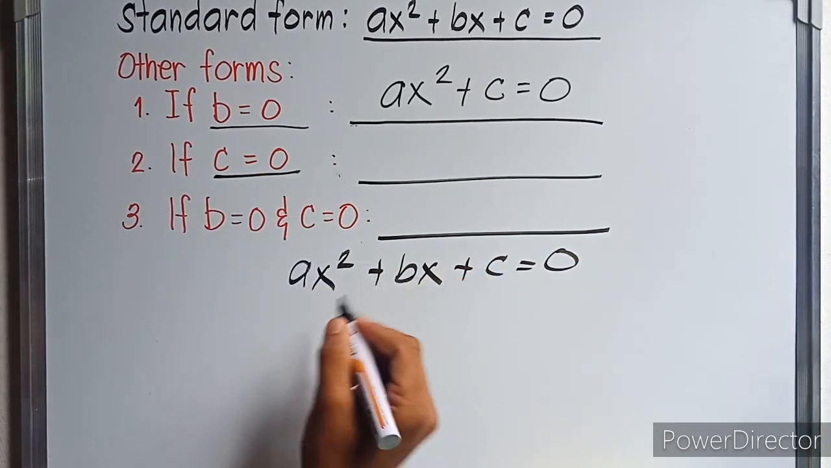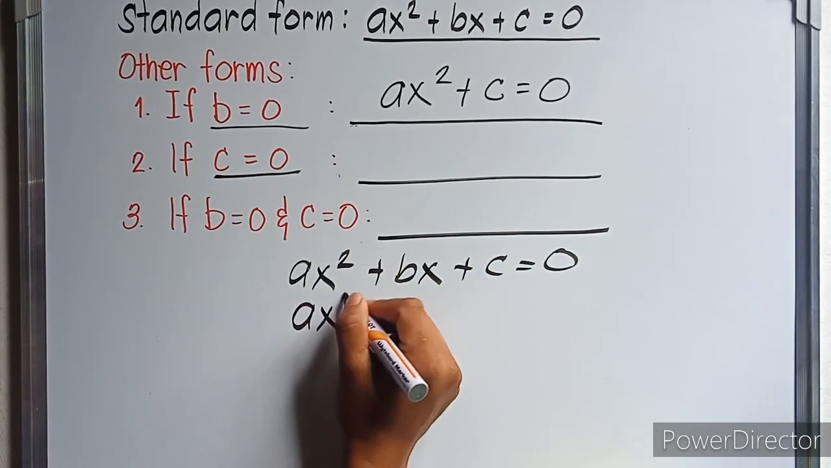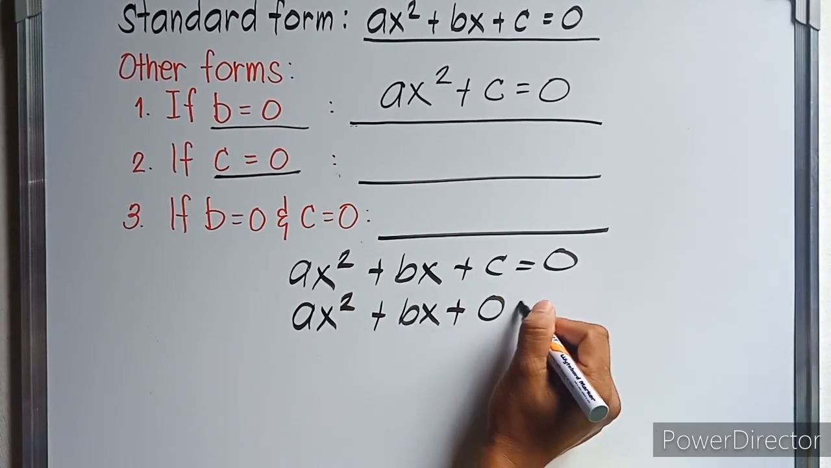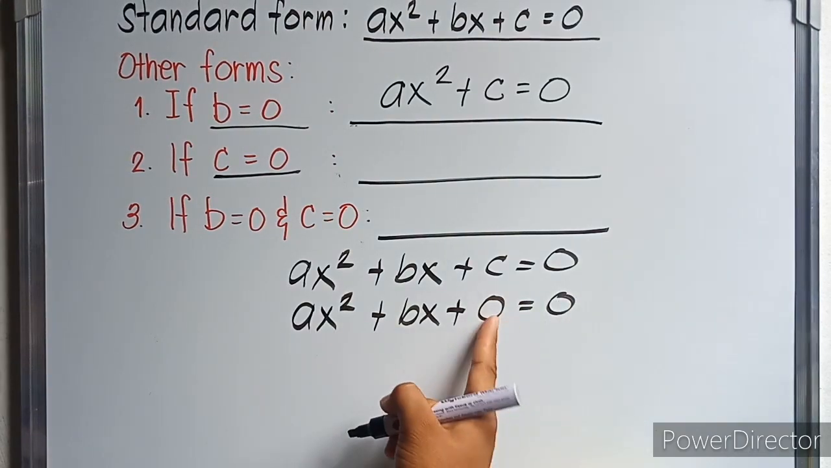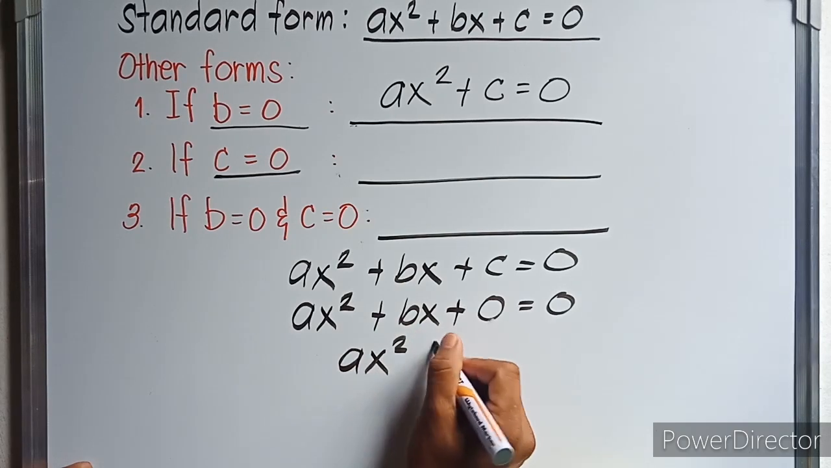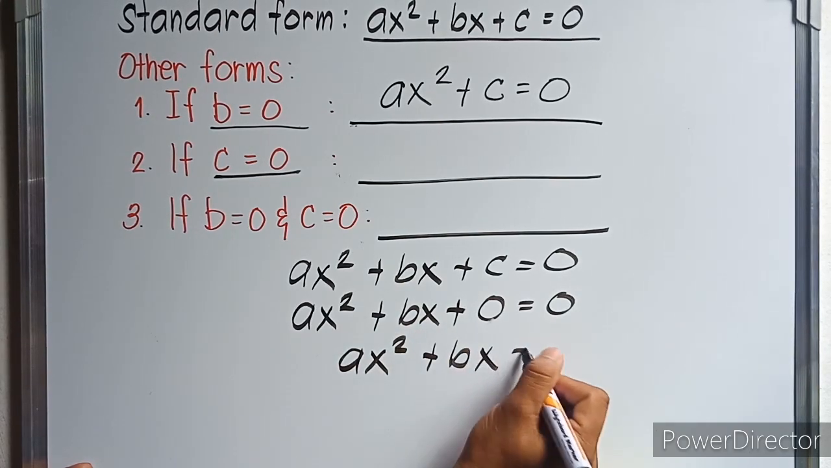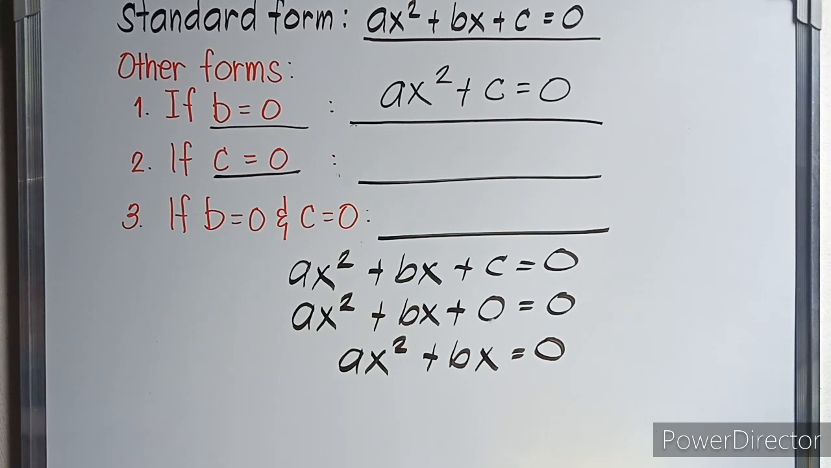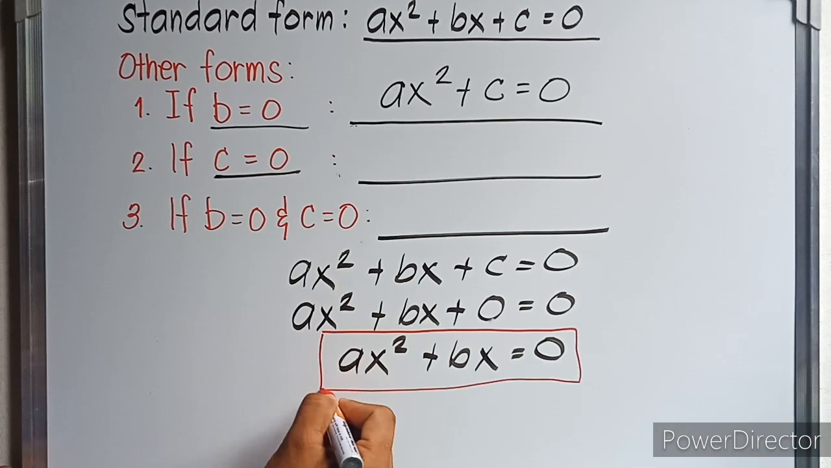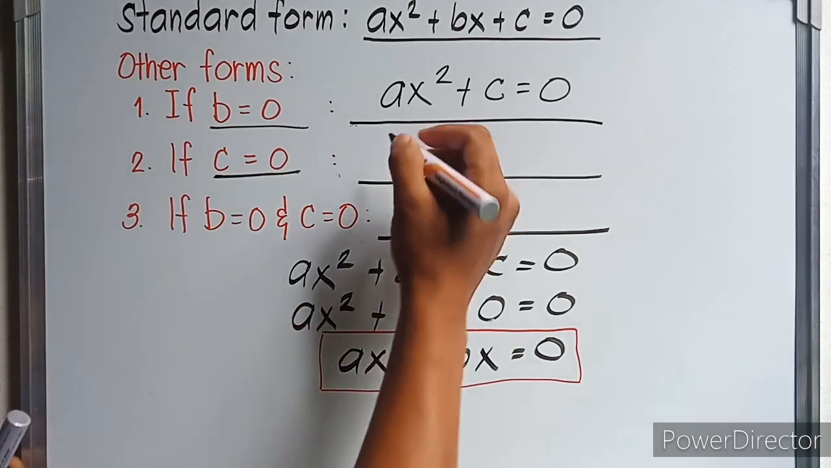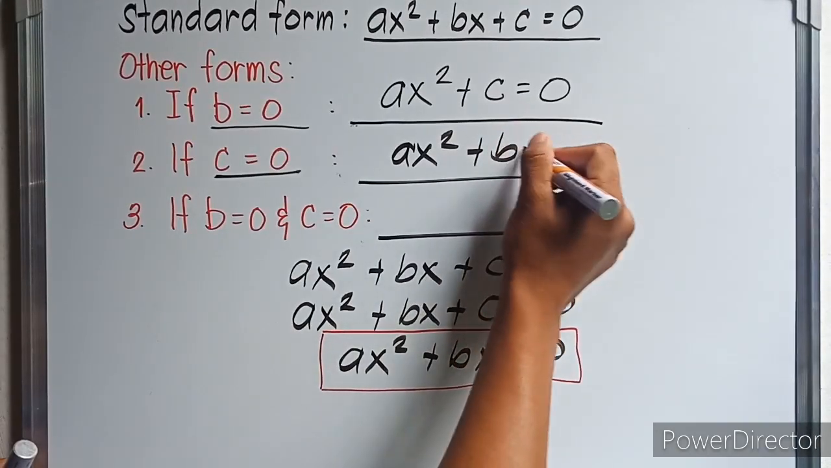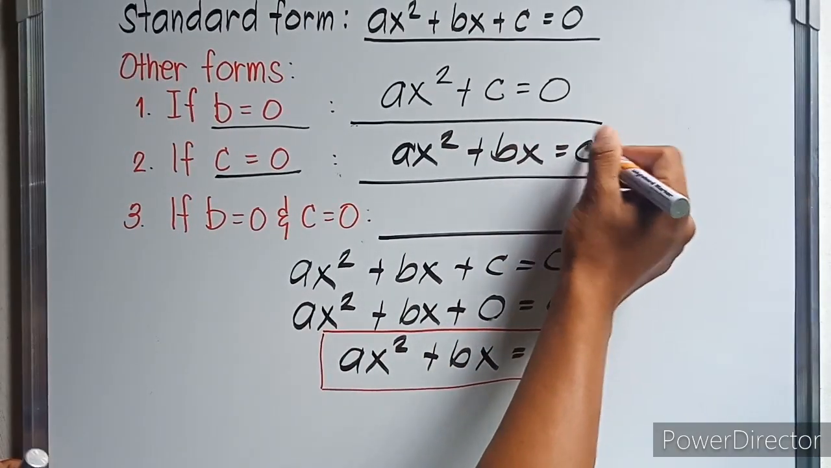C will be 0, so that will become ax squared plus bx plus 0 is equal to 0. Then adding 0 to this term will be ax squared plus bx equals 0. So this will happen if in standard form c is equal to 0. So that will become ax squared plus bx is equal to 0.